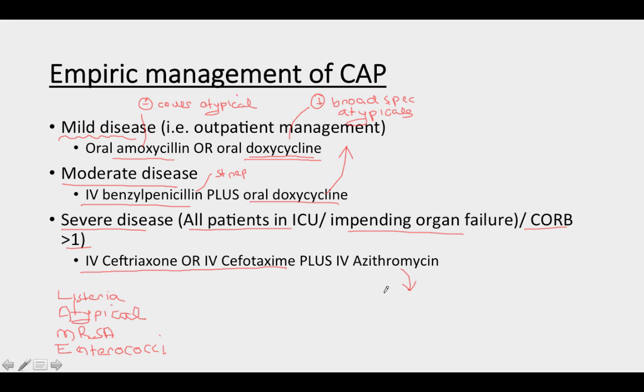And you give them with azithromycin, which is good against gram-positive cocci and the atypicals. So together you cover for everything with these 2 antibiotics. I hope that makes sense.